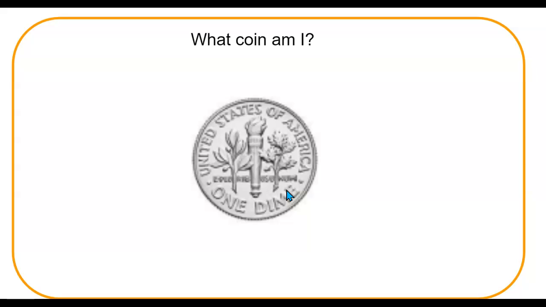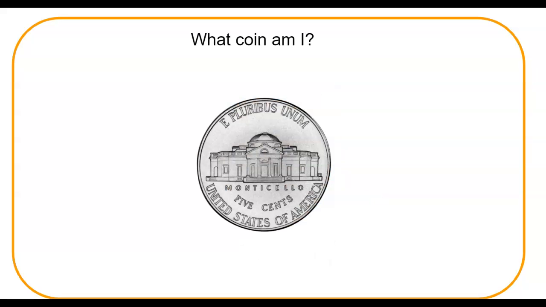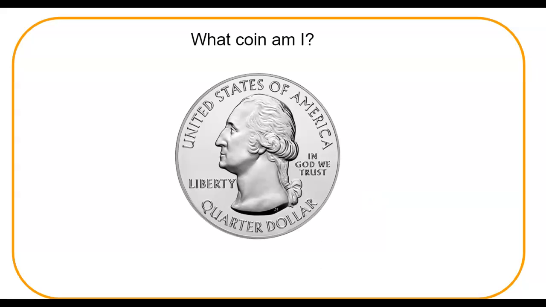So let's see how much you remember. Take out your whiteboard and see if you can write the name of this coin. Did you guess dime? You're right, it is a dime. What's this one? It's a penny. Next one. If you guess nickel, you're right. What's this one? It is a quarter.